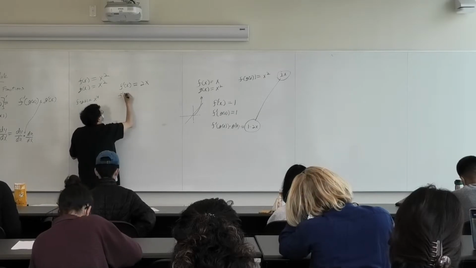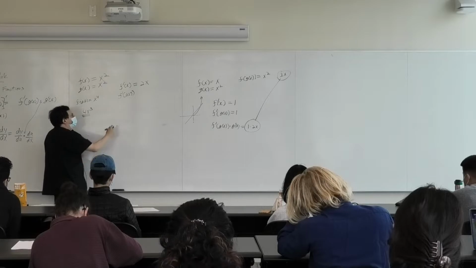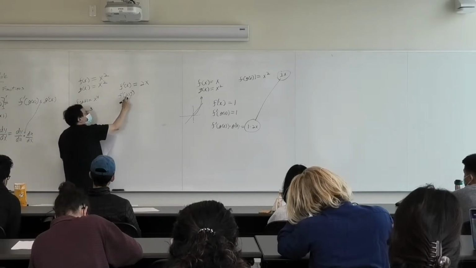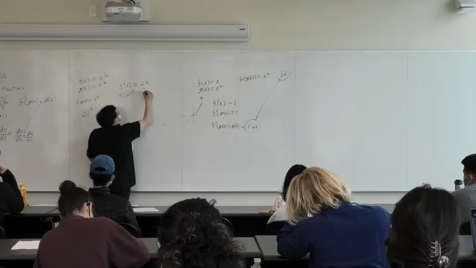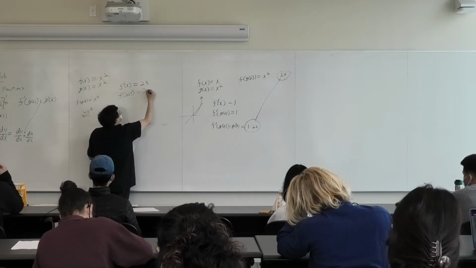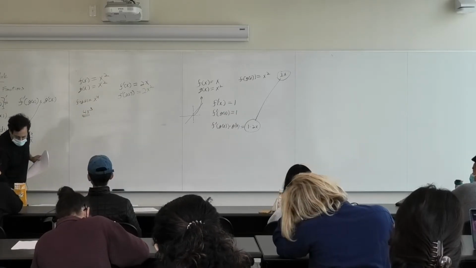F prime at g of x. Well, now I have to plug in x squared here, right? G of x is x squared. So that's going to be 2x squared.